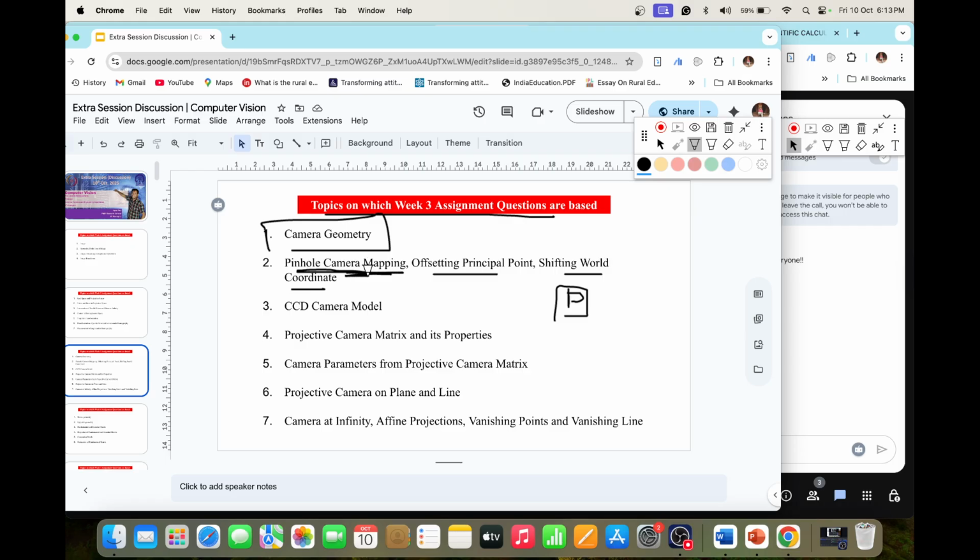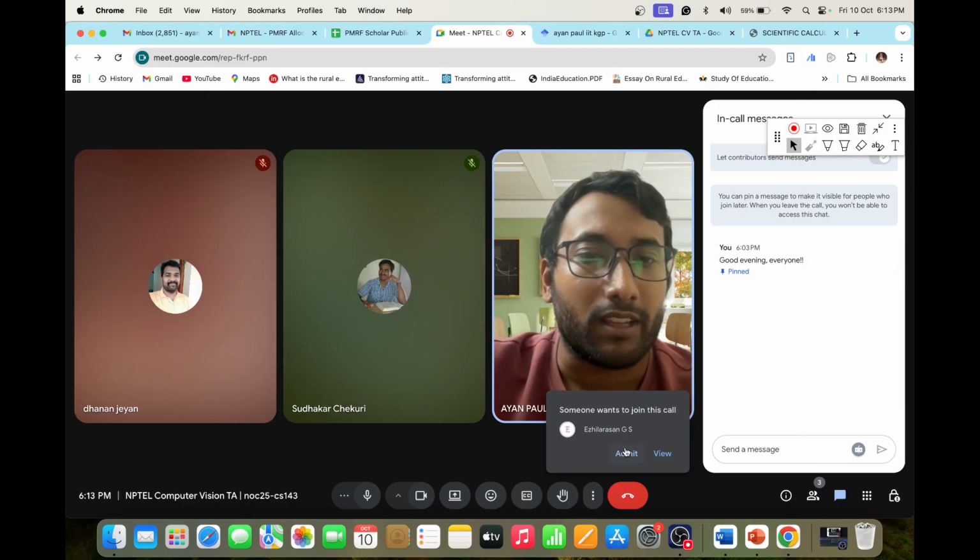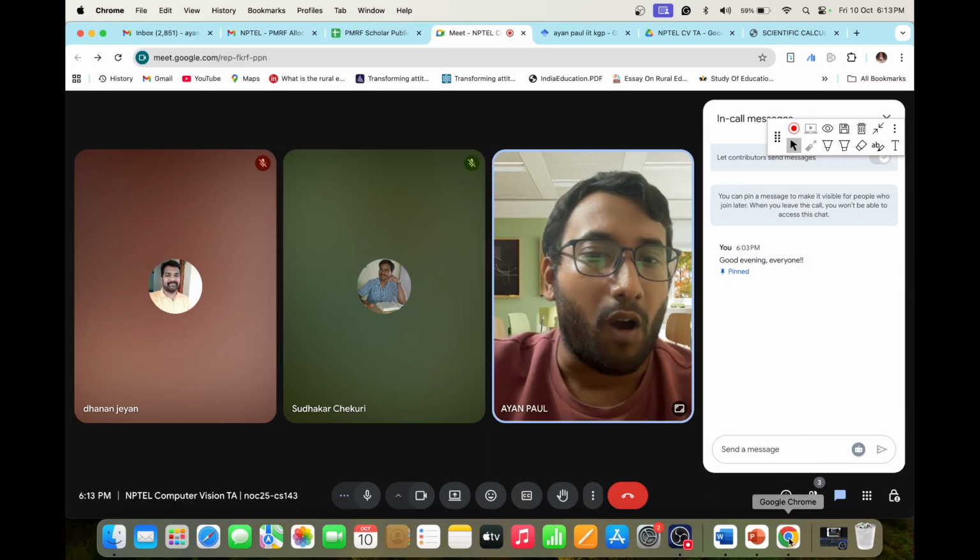We have different projective camera matrices. For a simple pinhole camera, it is one type. Then offset principal point.